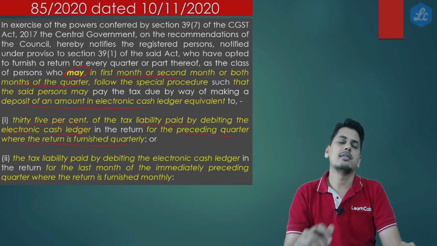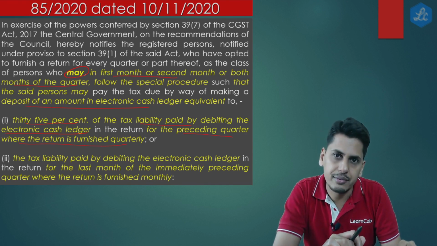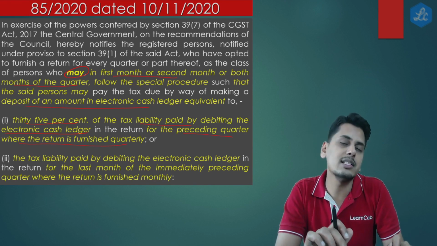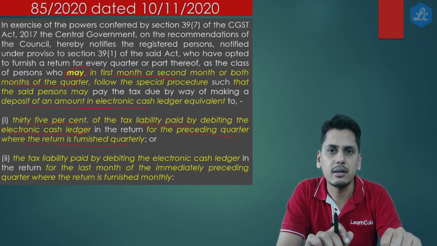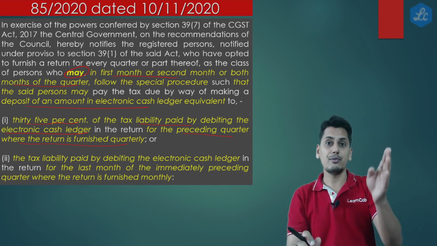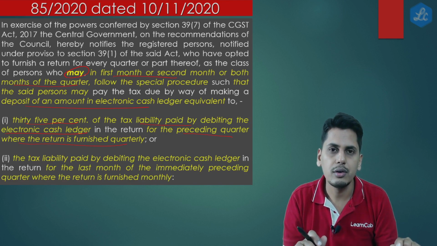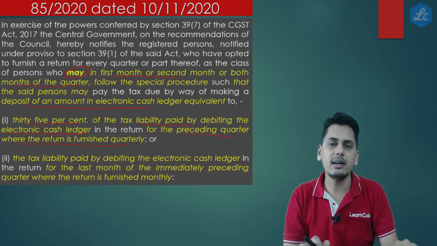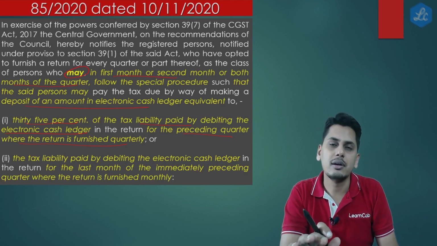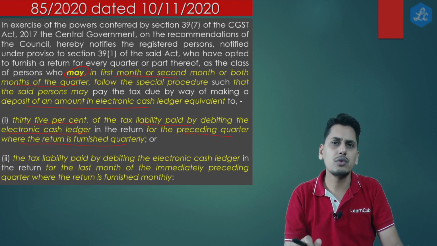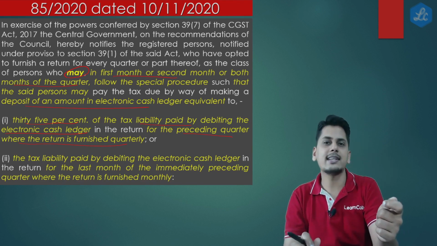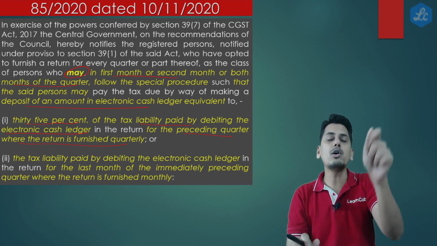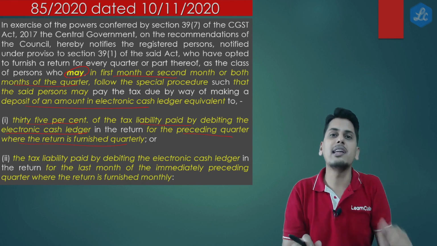Now friends, the next question comes, what if the preceding tax period for which return is being filed was a monthly return? I am coming under the QRMP scheme from April, May, June onwards. For Jan, Feb and March, I did not file a quarterly return. I have filed a monthly return. For the tax period March, my 3B was a monthly 3B. So will I still take for the preceding tax period, which is March, the return which I have filed, whatever amount which I have paid from electronic cash ledger multiplied by 35%?